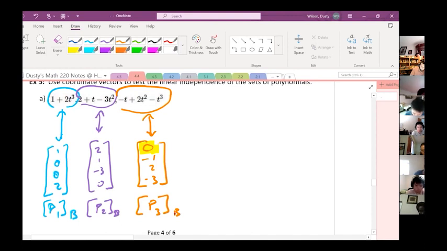Don't miss that 0 that's there. And so we could take these 3 vectors, -1, not -3. Thank you. Got it. Thanks, Ryan. Okay. So we could take these 3.